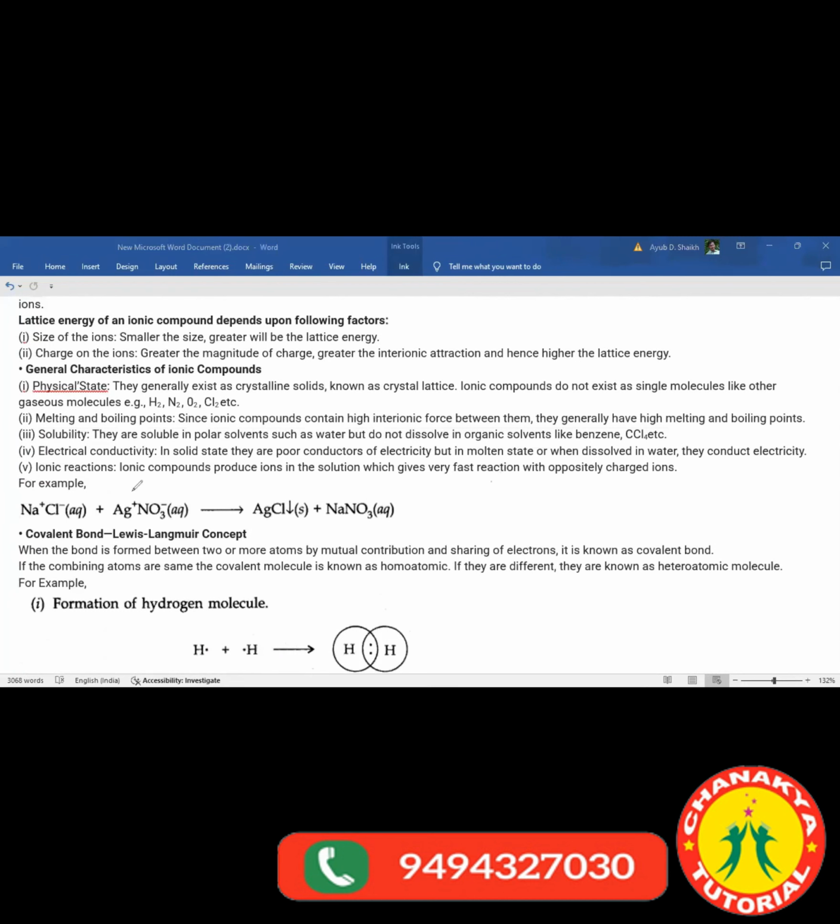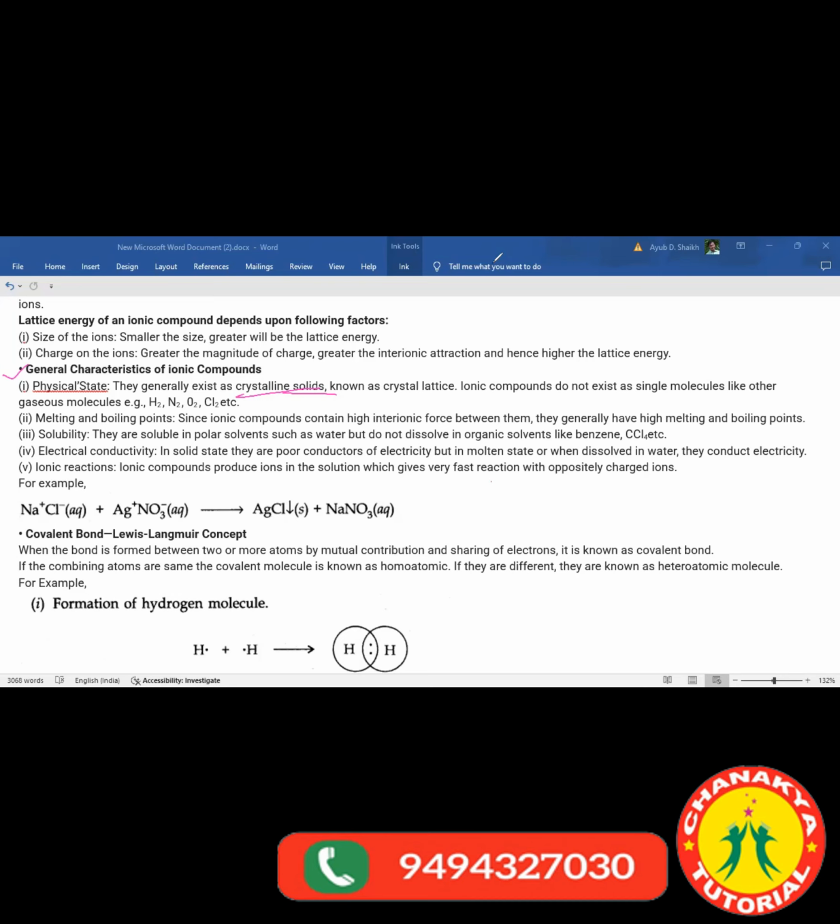Check it here now. General characteristics of ionic compounds. Physical state: generally, it exists as a crystalline solid. Crystalline solid means what, students? Have you ever pinched salt in your hand? Do one thing: whenever you take a pinch of salt in your fingers, just scrub it. What will you feel? You may feel small crystals, right?